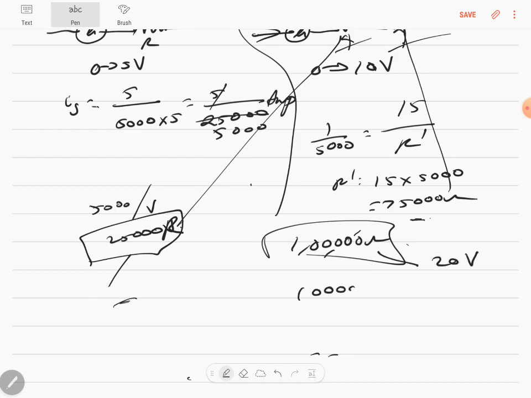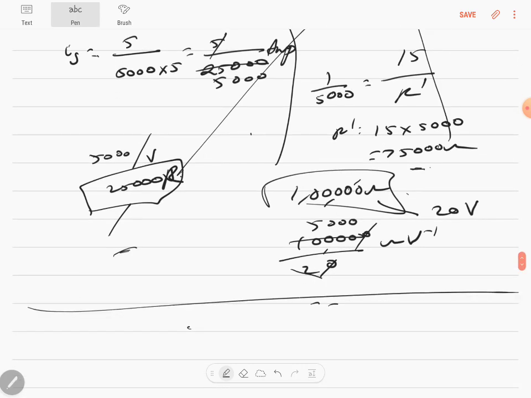Suppose they ask you per unit volt, then divide by 20 and write whatever is the answer. So it's 5000 ohm per volt. It's resistance per unit voltage. If they ask you like that, okay, this is a beautiful question. I didn't deal with it last class, right? No, okay, so then let's go to the next question.